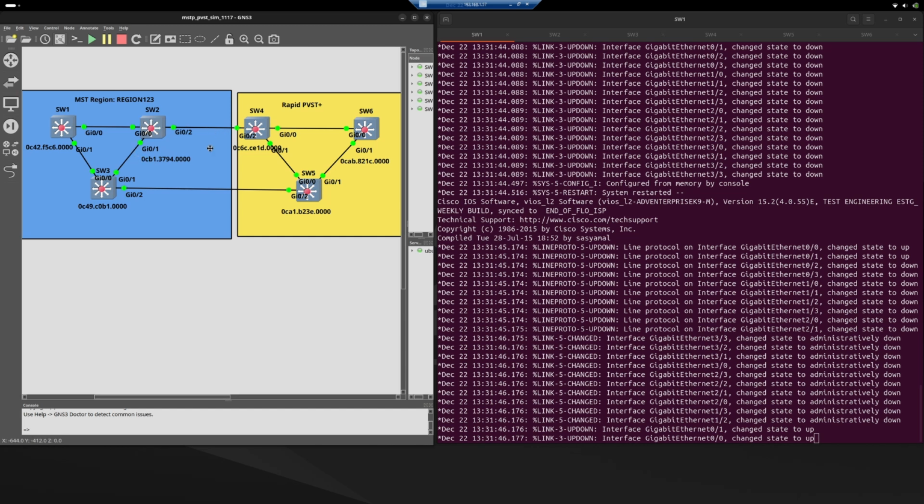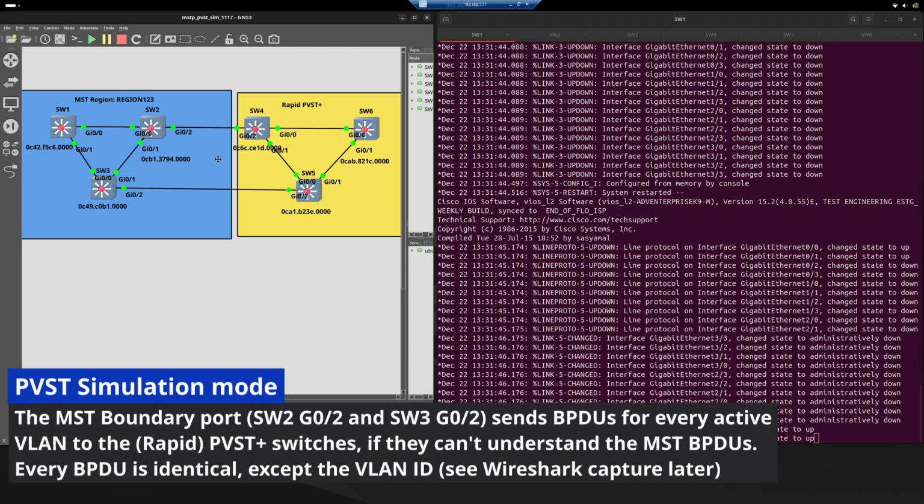region will appear like a regular PVST domain for the other switches, and it will send regular BPDUs for every VLAN. This is what's called PVST simulation mode. But we have to keep some simple rules and design the network according to these rules.